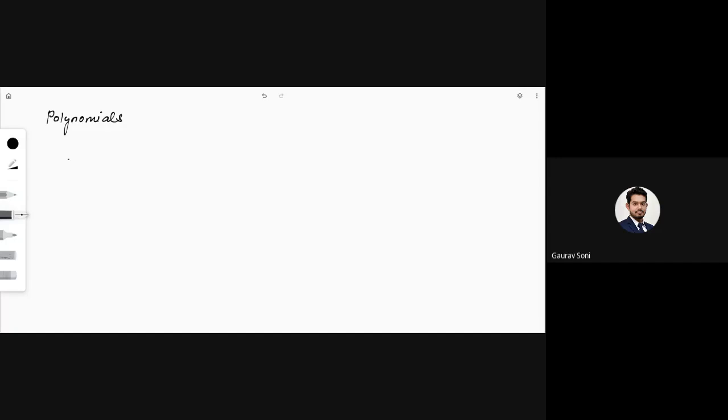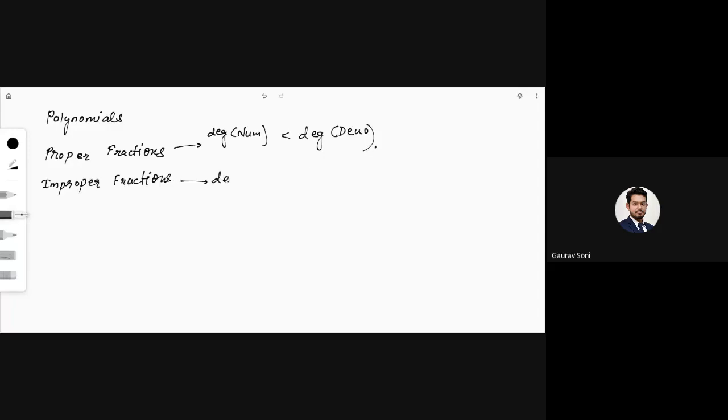In the previous lecture, we have seen polynomials. After the polynomials, we have seen proper fractions and then improper fractions. A proper fraction is one where the degree of the numerator is less than the degree of the denominator. An improper fraction is one where the degree of the numerator is greater than the degree of the denominator.